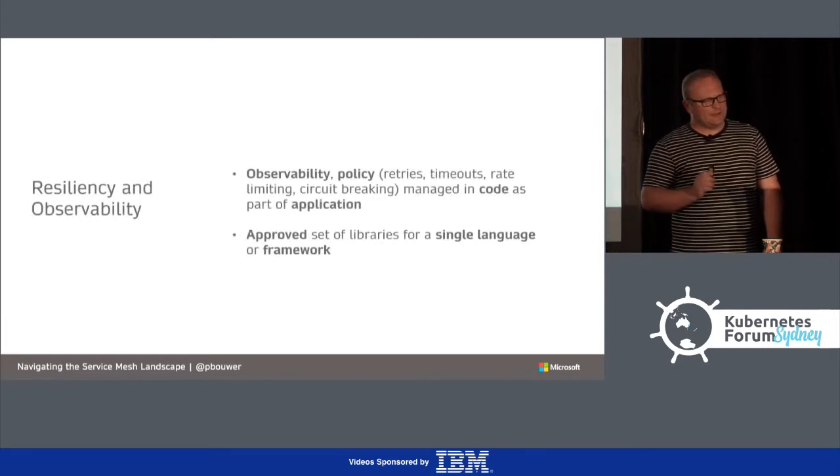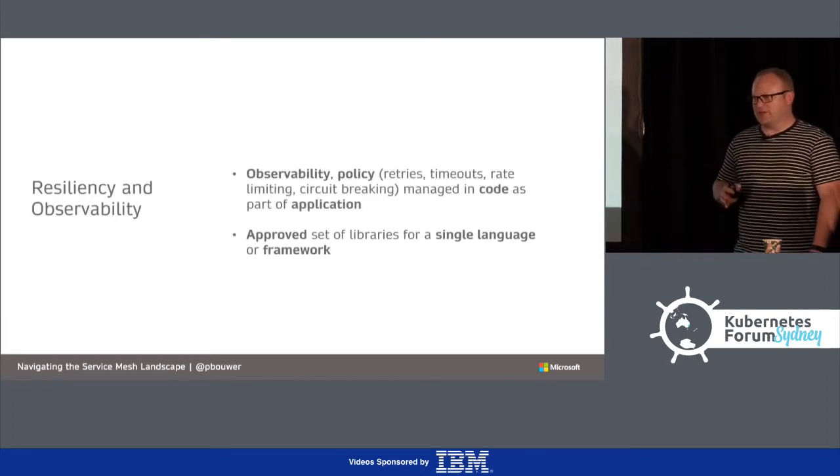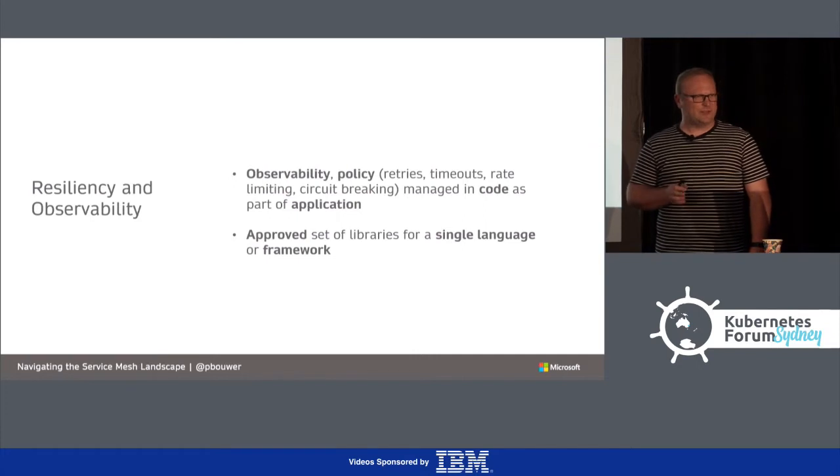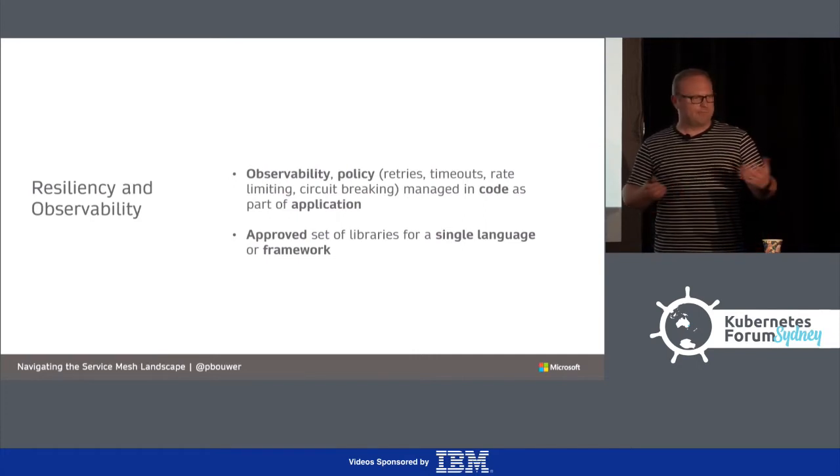And then finally, there's a section around resiliency and observability. So typically, most of you are probably doing this in your code, in your workloads. There are probably an approved set of libraries that you're using. This is doing retries, back-offs, all that type of stuff.